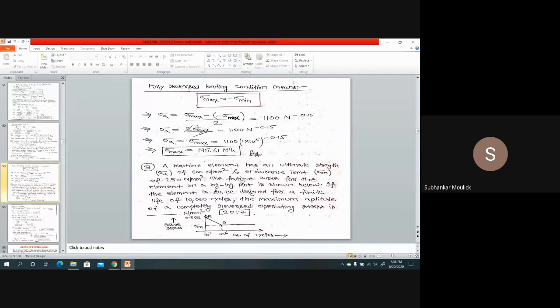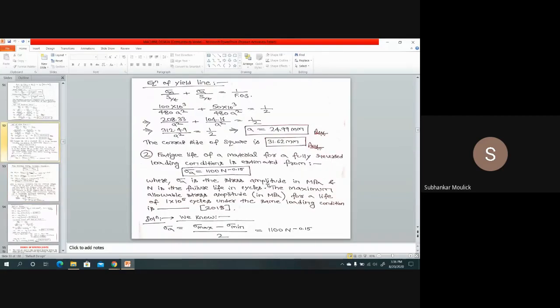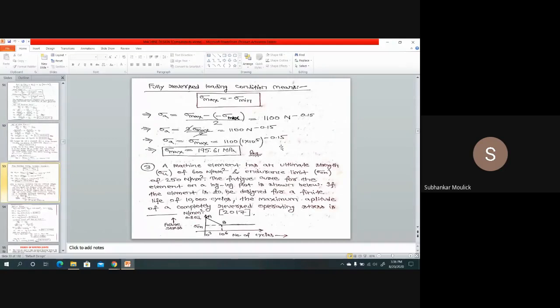So sigma A is sigma max minus minus sigma max by 2, which is equal to 1100 into n to the power minus 0.15. Now this minus minus will become plus. Sigma max plus sigma max is 2 sigma max by 2. The 2 cancels. So ultimately sigma max is 1100 into n to the power minus 0.15. Now just substitute the value of n. n is 10 to the power 5 cycles. Just solve it. You will get the value of sigma max as 195.61 megapascal. So this is the answer of this problem.